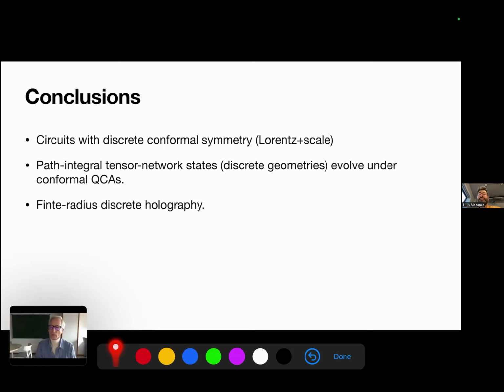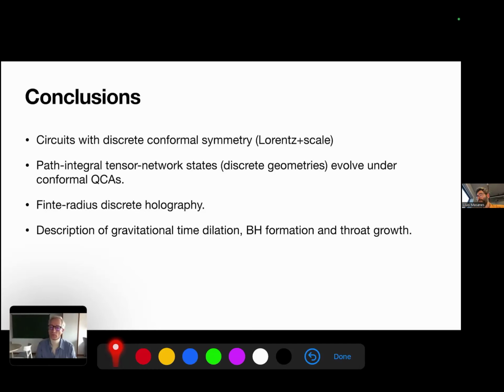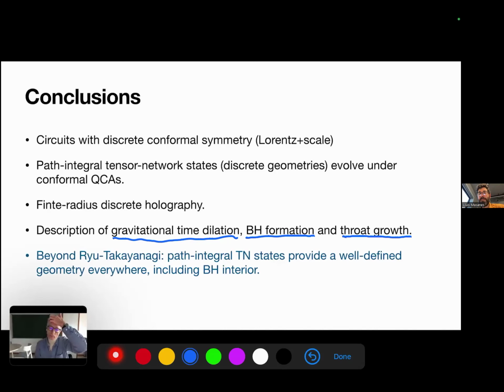So with these circuits that have discrete conformal symmetry and these path integral tensor network states, we can play around and do finite radius discrete holography, which is these toy theories of quantum gravity. And it appears that I have shown to you that we observe, in some sense, the gravitational time dilation, the growth of the throat of the black hole, and this I haven't shown. Okay, this I have not shown. But it's just another thing that you can also see with this formalism.